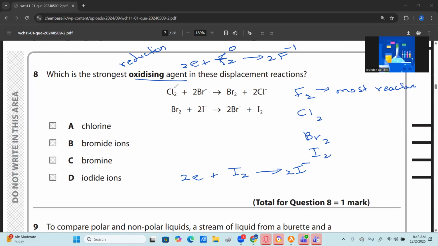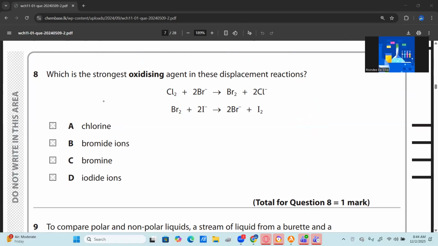So they have given 2 reactions, one with chlorine and one with bromine. So we know chlorine is above bromine, therefore it can easily reduce than bromine. Therefore chlorine is the strongest oxidizing agent. Then we'll see the next one.